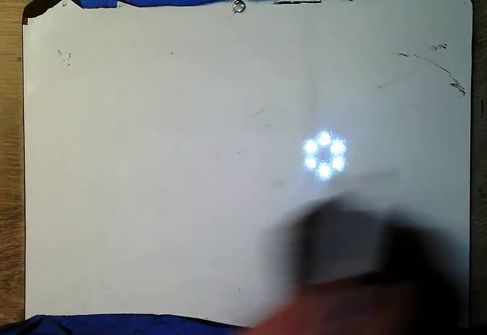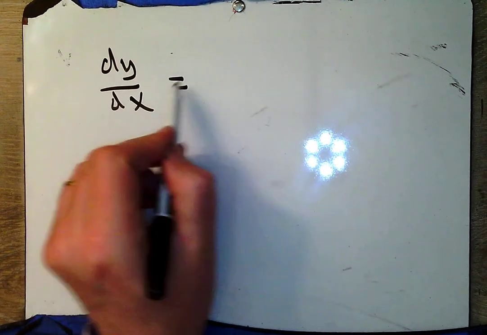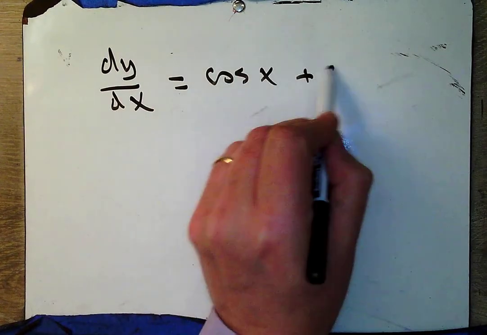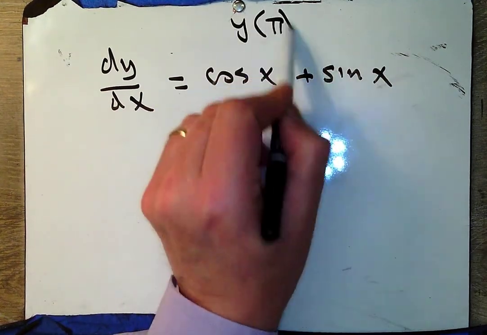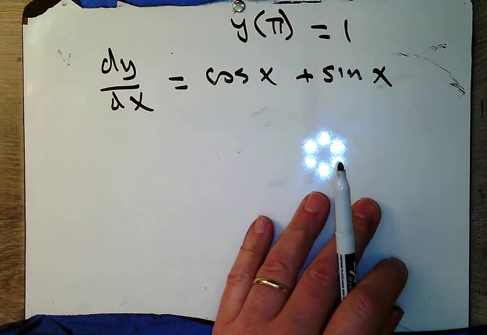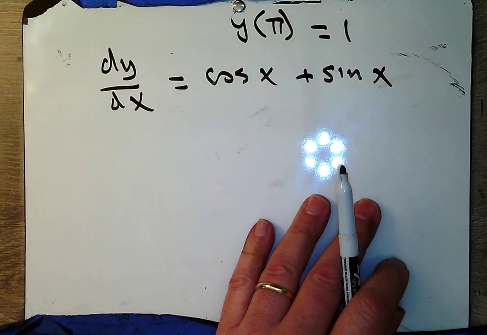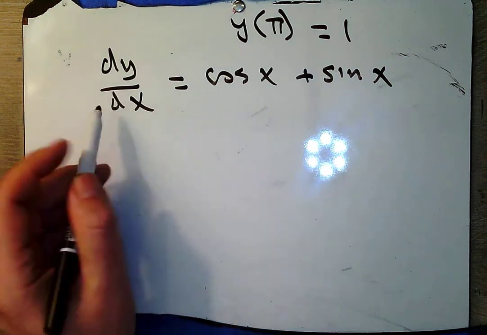This one. dy dx equals cosine x plus sin x, and we have the initial condition y of pi equals 1. Okay? Go to town. It shouldn't take you very long, really. And no, don't do it in your head. You'll make mistakes. Hey, welcome back.